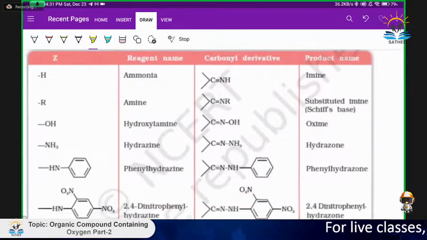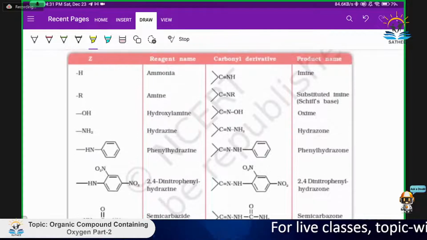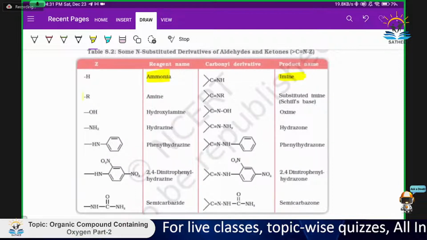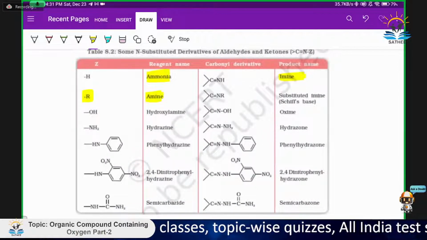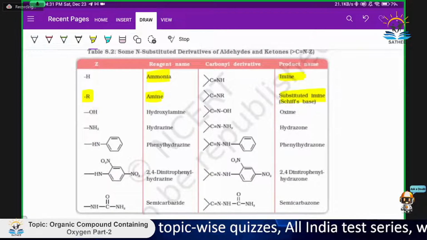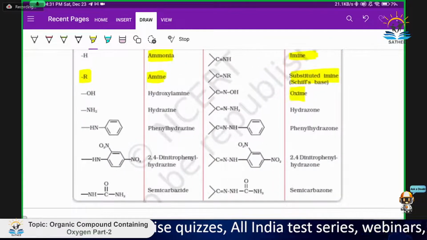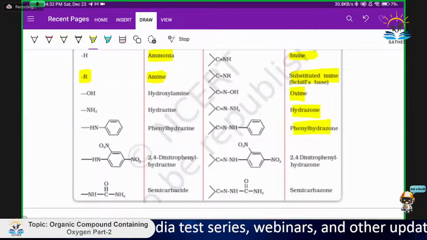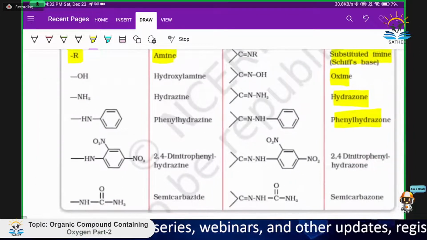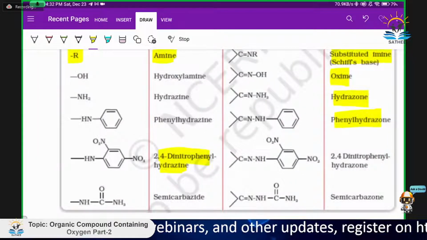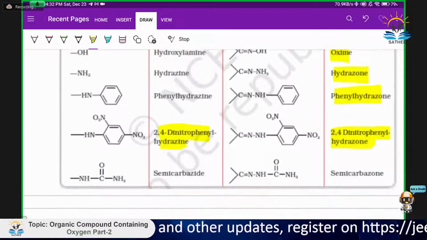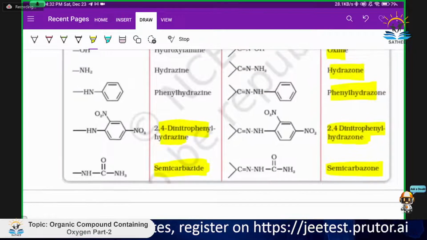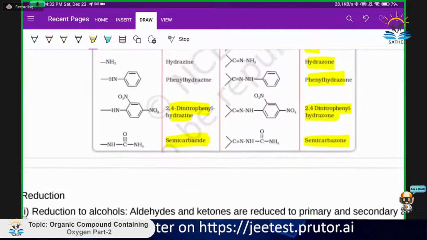Depending upon the product, we have different names for the products. If it is H, we know the reagent is ammonia, and the product name will be imine. If it is an alkyl group, known as an amine, we will get a substituted imine, known as Schiff base. If it is an OH group, we get oxime. NH2 group, we get hydrazone. NHC6H5, we get phenyl hydrazone. And if we have 2,4-dinitrophenyl hydrazine, we get 2,4-dinitrophenyl hydrazone. If it is semicarbazide, we get semicarbazone. So the names are also very important here.